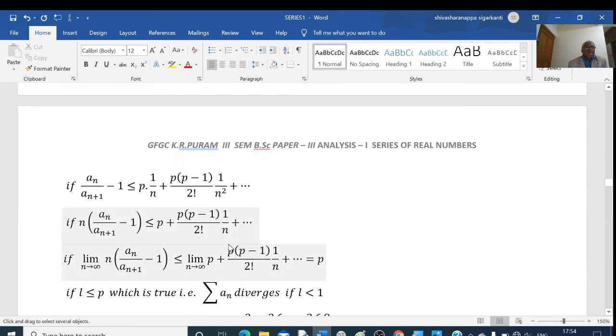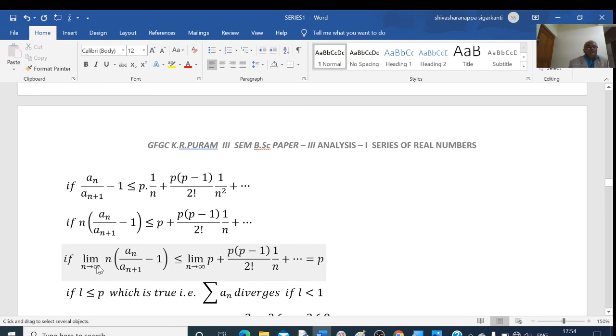That is, if n into (an by a(n+1) minus 1) is less than or equal to, here n gets cancelled, I am getting p plus p into (p minus 1) by 2 factorial into 1 by n, plus the next terms. And in all the next terms, we have at least one n in the denominator. The next term consists of 1 by n square, the next consists of 1 by n cube, like this. So at least one n is there.